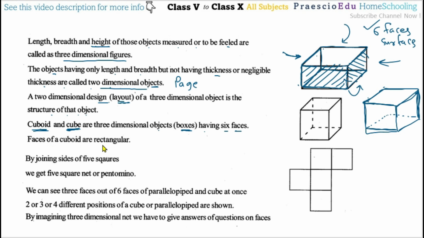Faces of the cuboid are rectangular. Out of this one, the length and the breadth are there, so that's why this is a cuboid. Any faces are rectangular. Possibly any two faces are square, but out of the six, any two or more faces are rectangular.